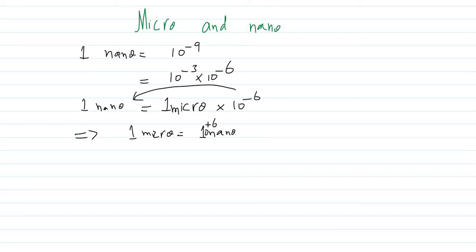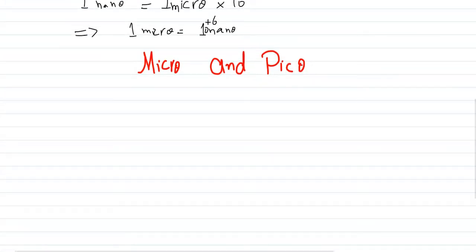Now we are discussing the relation between micro and pico. So I write here micro and pico. You know that micro is equal to 10 raised to power minus 3 and pico is equal to 10 raised to power minus 12. If we discuss only the digit that pico and micro contain, that is 12. So we are not discussing the minus sign.